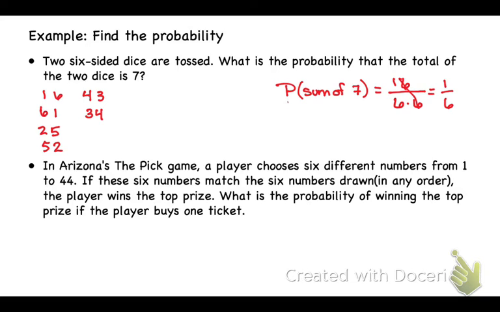Don't make it difficult. So in Arizona, in the pick game, a player chooses 6 different numbers from 1 to 44. If these 6 numbers match the 6 numbers drawn in any order, so what doesn't matter? Order. So we're not permutations, we are what? Combinations, if we use it. The player wins the top prize. What is the probability of winning the top prize if the player buys one ticket?